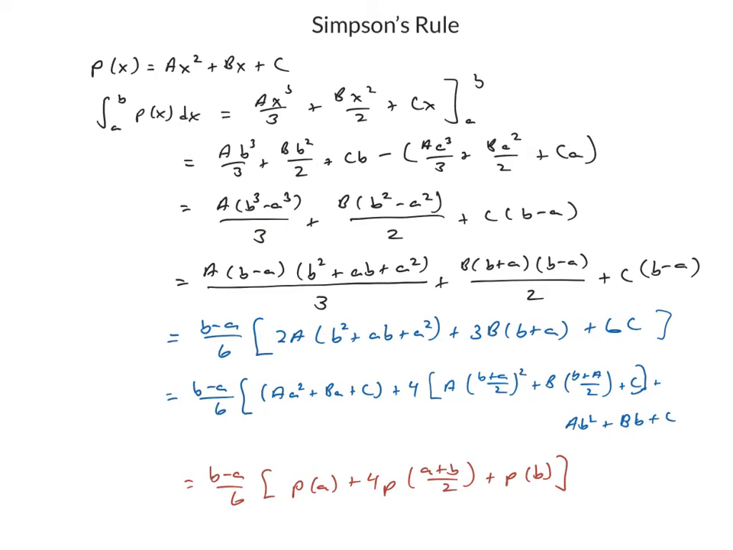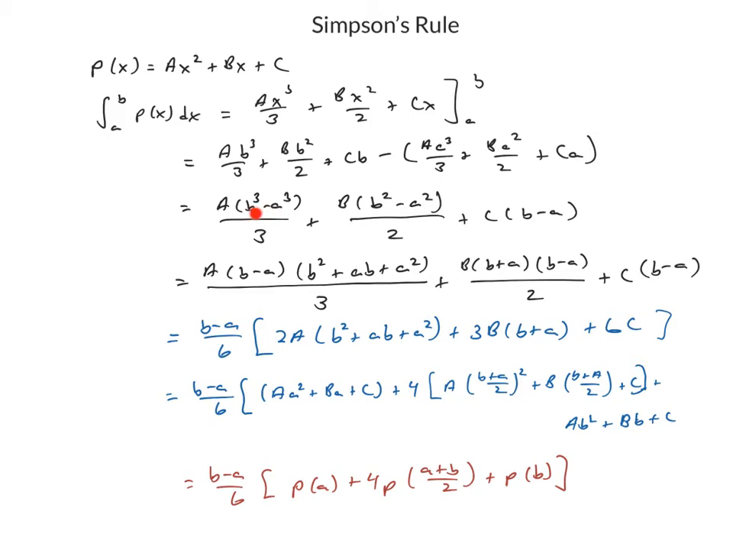Now I'm going to pull out a common factor so I don't have any fractions anymore. My common factor in this case is going to be b minus a. So I need to go through and factor this.